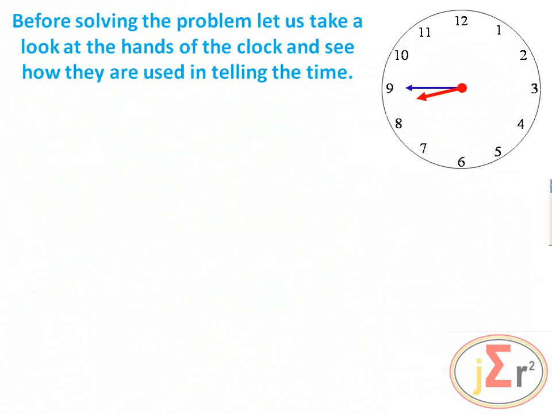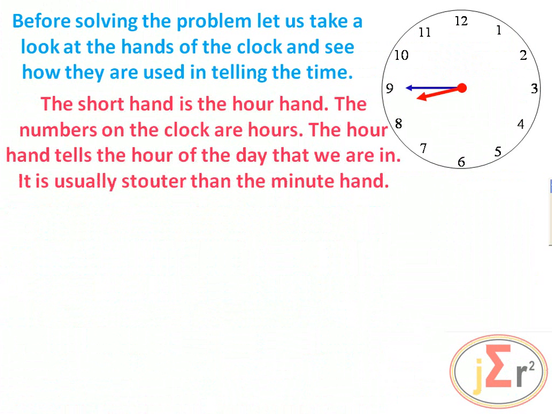Before solving the problem, let us take a look at the hands of the clock and see how they are used in telling the time. The short hand is which hand, Jerry? The hour hand. Right, it is the hour hand.